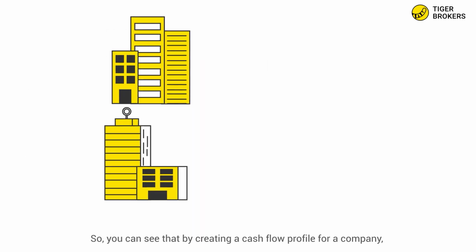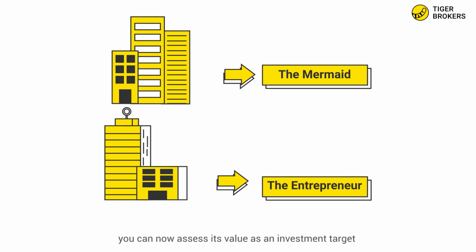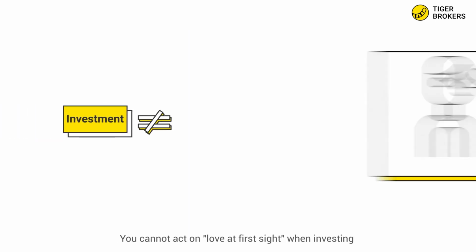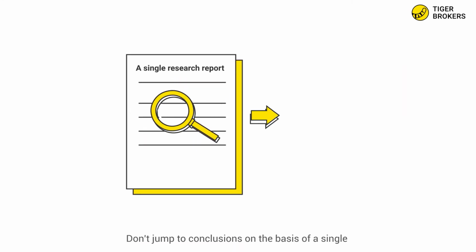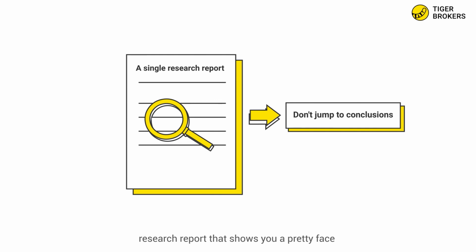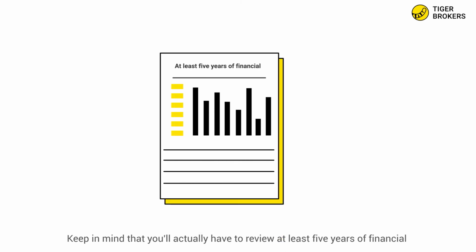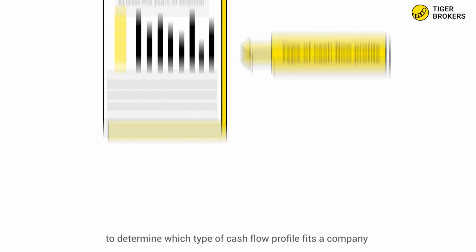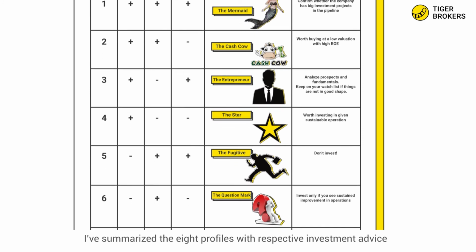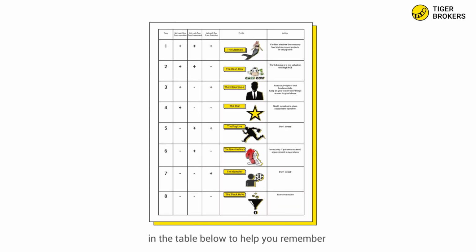So, you can see that by creating a cash flow profile for a company, you can now assess its value as an investment target. You cannot act on love at first sight when investing. Don't jump to conclusions on the basis of a single research report that shows you a pretty face. Keep in mind that you'll actually have to review at least 5 years of financial reports to determine which type of cash flow profile fits a company. I've summarized the 8 profiles with respective investment advice in the table below to help you remember.